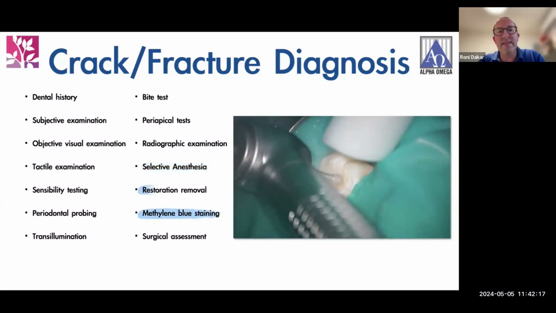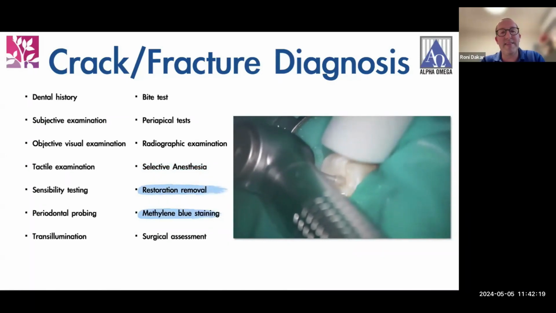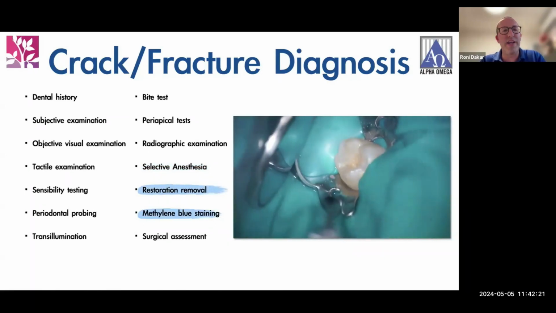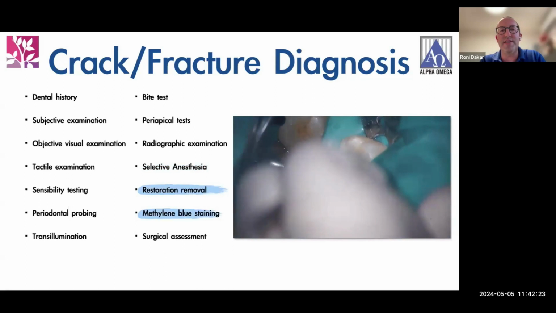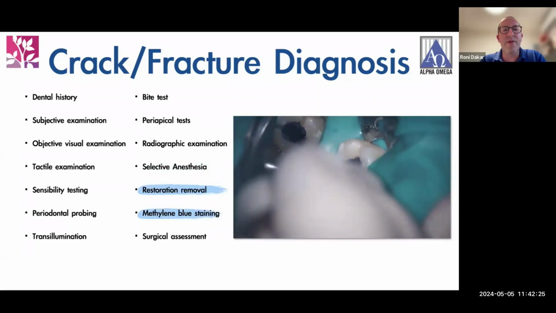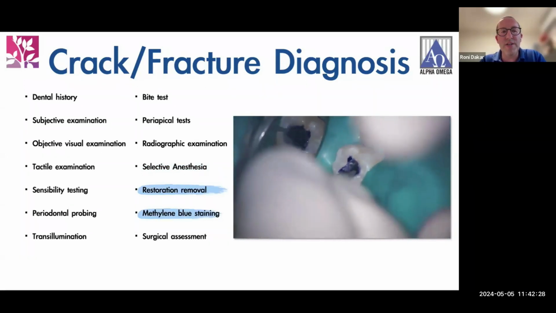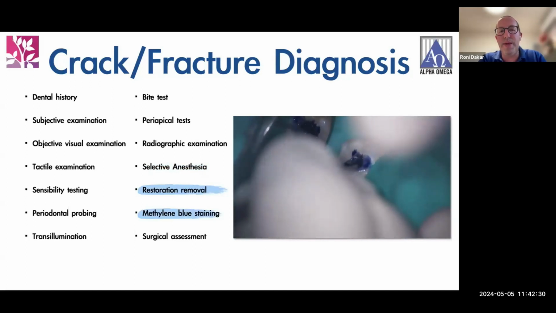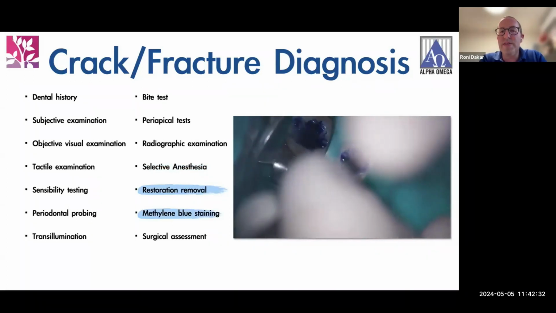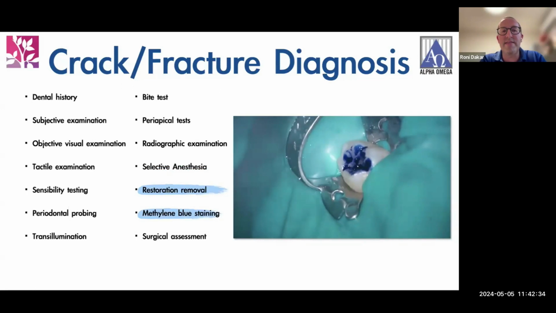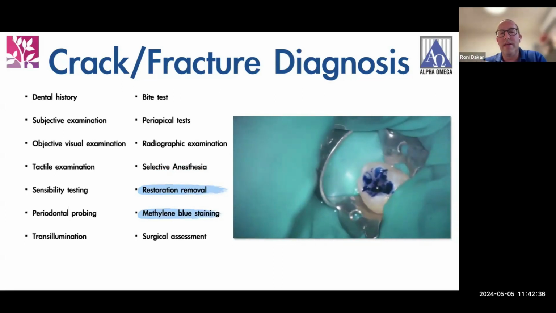The last test, and it's a test in quotes, and it's not really a test that I would like to mention, is the removal of the restoration and staining with methylene blue. The methylene blue is trapped in the crack and thus helps us demonstrate it.